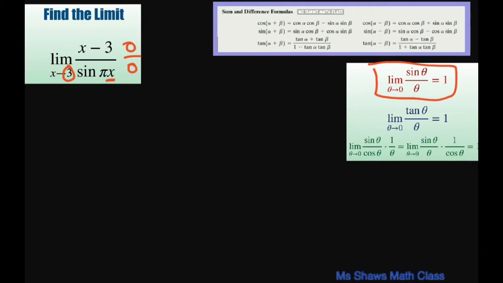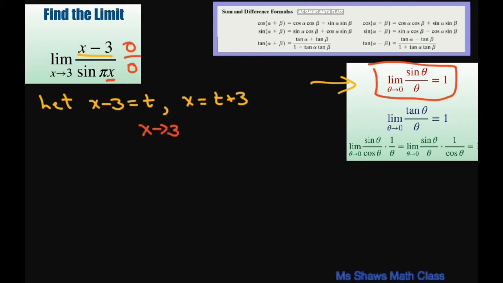So what I'm going to do to fix this and to get it in this kind of form, I'm going to do this little trick and let x minus 3, my numerator here, equal t. And I'm going to write everything in terms of t. So therefore, our x equals t plus 3. Now, also that means I'm going to have to change this limit. So as x approaches 3, and you substitute in 3 into this x, your t is going to approach 0.